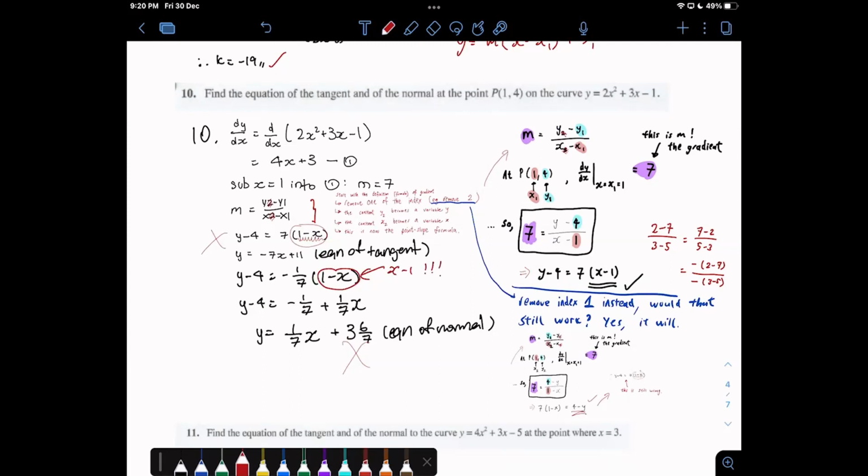To change to normal, what thing? Oh, I'm saying that you're working assuming the equation of the tangent you found here was correct. Your working over here is perfectly fine. It should instead be x minus 1. The equation is y minus 4 equals negative 1 over m, right? Negative 1 over m, then multiply x minus 1. Okay, that's the equation of the normal.